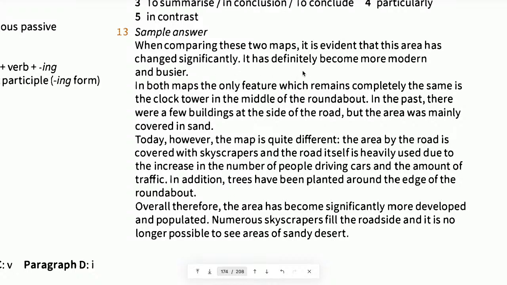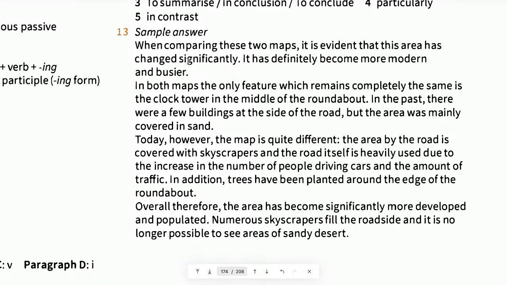The area has definitely become more modern and busier. Which tense is this? Guys, just answer quickly so we learn and we recognize very quickly, okay? This is the present perfect tense. You see has become. So we have has and verb 3, right? Verb past participle. You know that? So you can underline has changed. The first one you underline has changed, and the second one you underline has become, and they are the present perfect tense. Okay? Has changed, has become, present perfect tense.